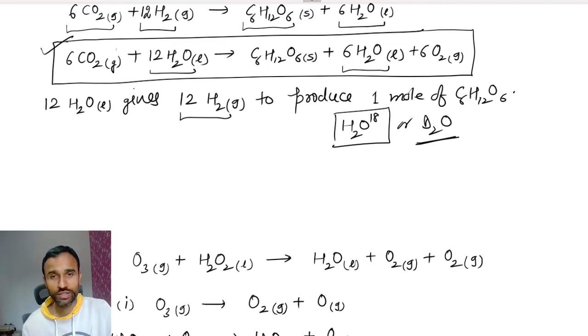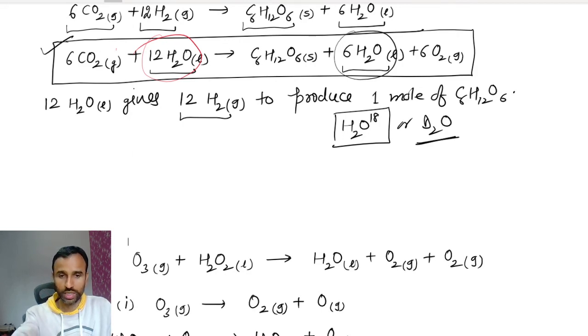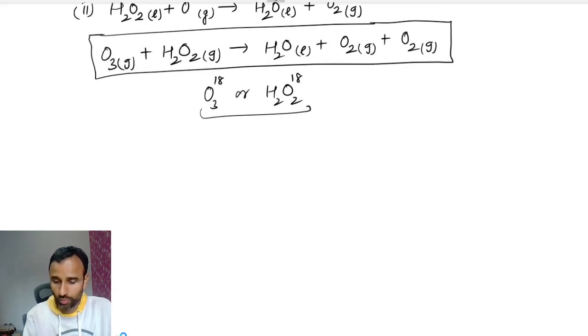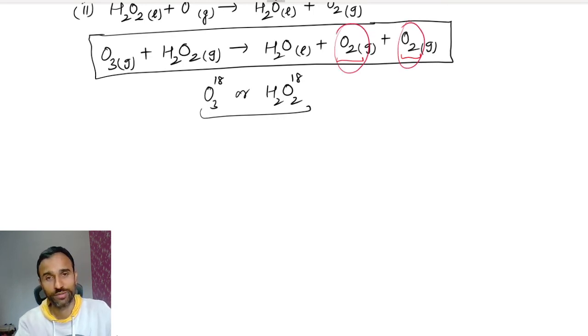So why is it written as 12H2O and 6H2O on the other side? I think you will understand that. You understood the topic. And in the second case, why O2 can be written separately: just to detect that two O2 molecules are produced in two different reactions. So that's all about this question.